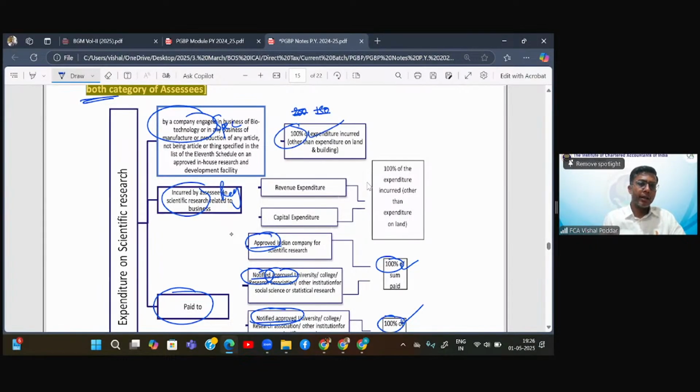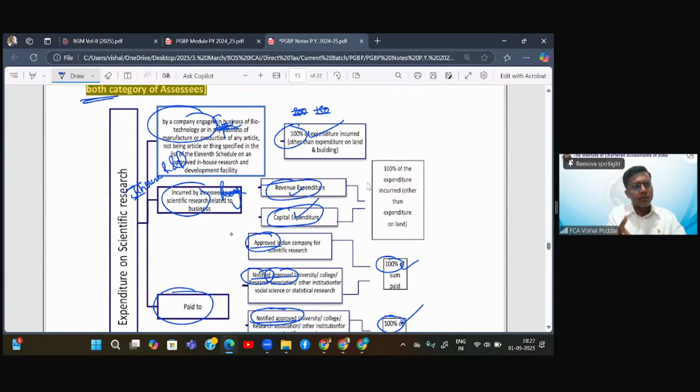So now category does not matter for us. Simple, you are doing research yourself, in-house R&D. So when you're doing in-house R&D, that is in-house scientific research, because we are giving deduction for both. So this was also our exception to the rule of revenue expenses, because in scientific research, even capital expenses get deduction. It means if you purchase asset for scientific research, you will get deduction 100% for the asset. No need to claim depreciation.